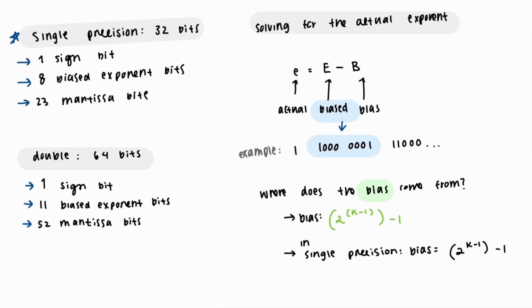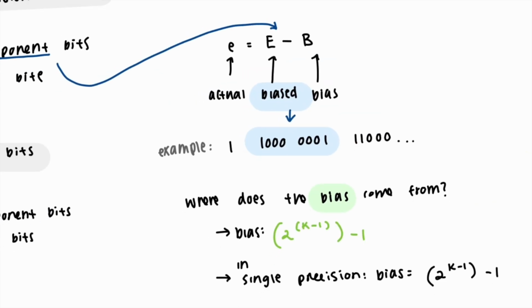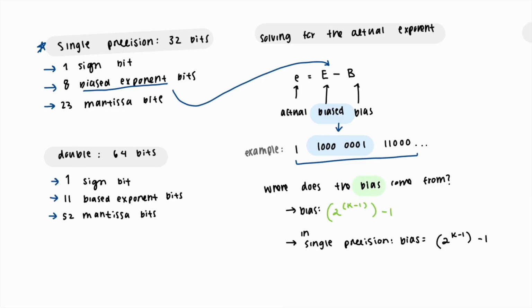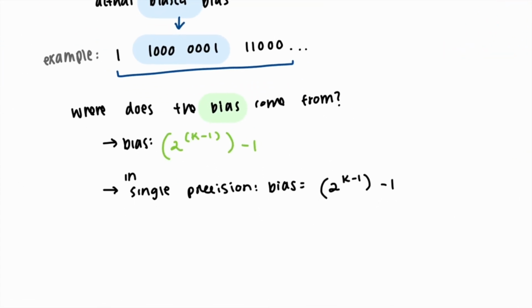One interesting thing with IEEE is we have this biased exponent. Our biased exponent is what we get from adding our actual exponent to our bias. Over here, you'll see that if we have this IEEE binary number, we can get the biased exponent from those 8 bits following the sign bit. In single precision, we have 8 bits allocated for the biased exponent. But we can use this formula to calculate our bias. This K represents the number of bits for the exponent.